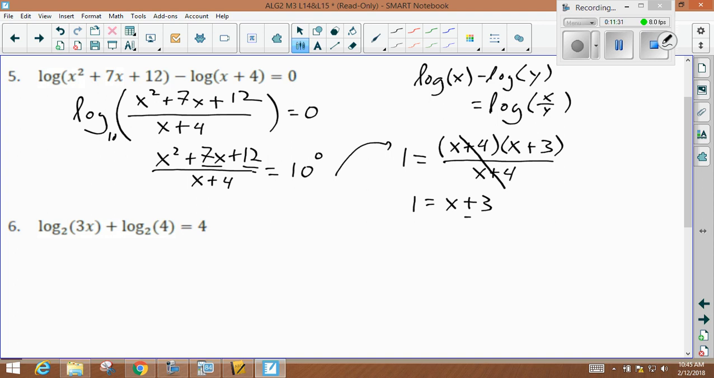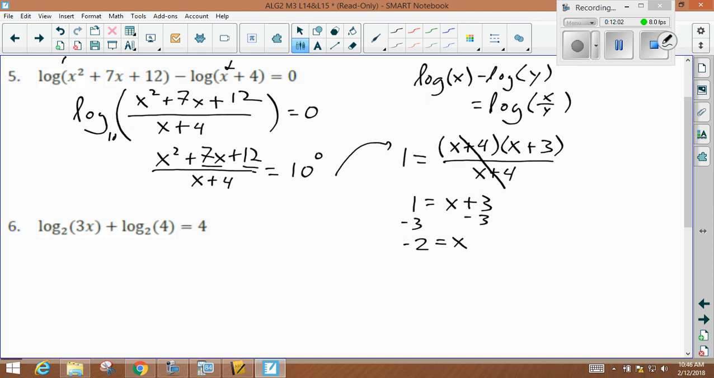Okay, so I'll subtract 3 from both sides. And I get that x is negative 2. I have to check to see if I have an extraneous solution though. So let's do that. So first of all, if I put negative 2 in here, I'm good to go, right? I wind up with a positive 2, so no problem, right? I gotta check this one.